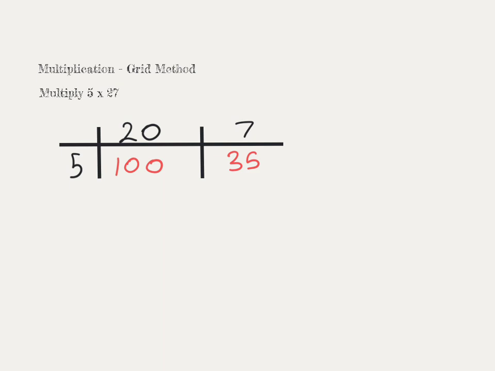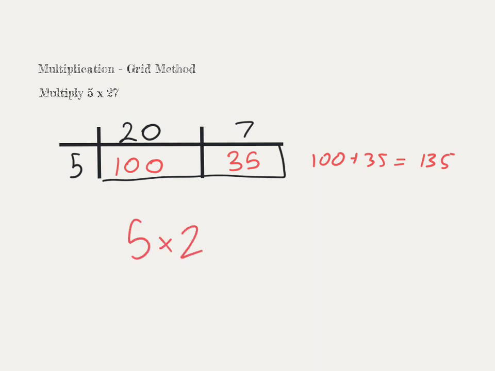So what I've done here is I've made a bit of a box. This part here is 100 big, this is 35 big. I need to find out how big it is altogether now. What do I do? I work out 100, add 35, which is 135. So I can say that 5 times 27 is 135. And I know that's likely to be right because I've timesed by 5 and it ends in a 5.